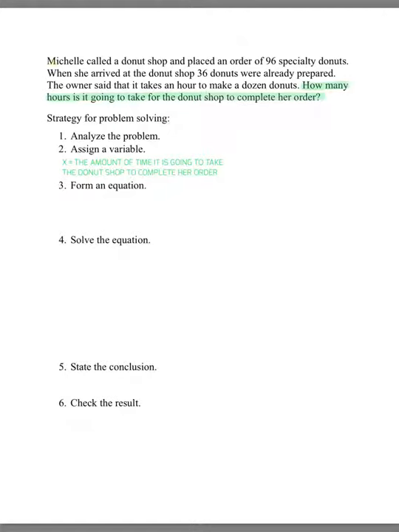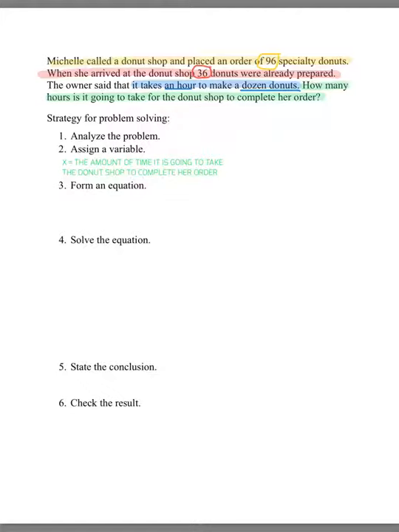Well, we know that Michelle called the donut shop and placed an order of 96 specialty donuts. So she wants a total of 96 donuts. And we also know that when she arrived, the donut shop already had 36 donuts prepared for her. So she wants 96, and upon arrival there are already 36 ready. So there's a few donuts left over that are still left to make, and the owner tells her that it takes an hour to make a dozen donuts. So in 1 hour, a dozen donuts, or 12 donuts, will be made.